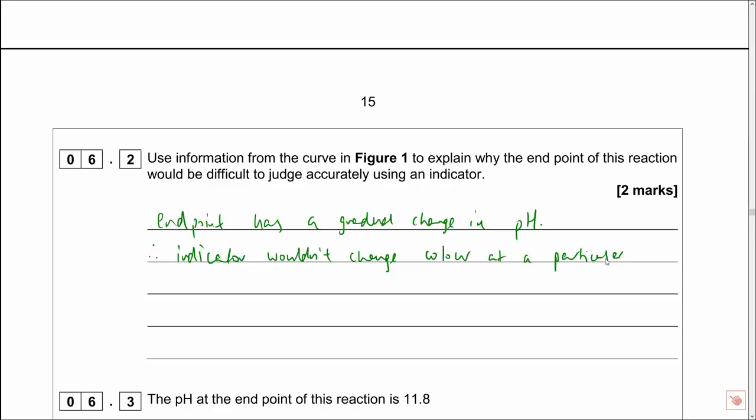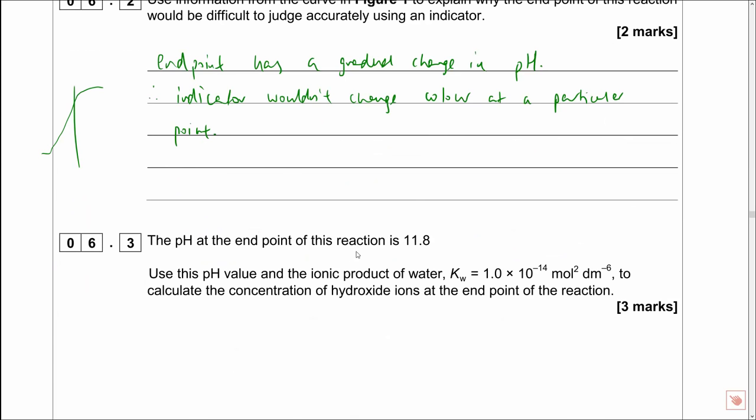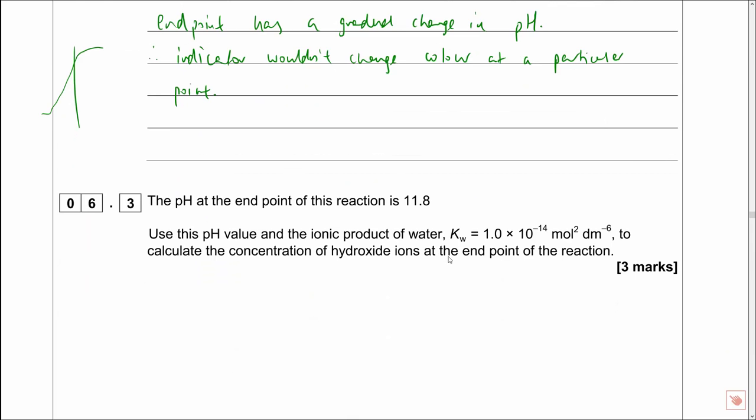It's working over a range, so it's changing color rather than being definitive. It's going to gradually change over a period. You don't want to be adding a centimeter cube and going, oh, is this it? Is this it? Is this it? You want it to be very definite, which it's not going to do. It's going to be changing over this course of volume.